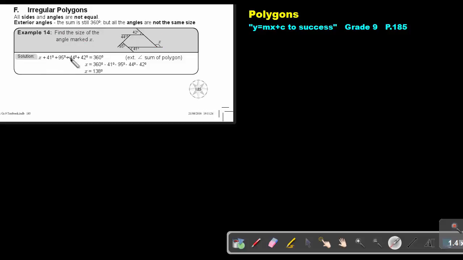So I'm just going to form an equation. This plus this plus this plus this plus this will give me 360, because the sum of the exterior angles of a polygon is equal to 360. And then to solve this equation, I will subtract this on the other side, so my answer will be 138. And if I add it up, I will get that 360.